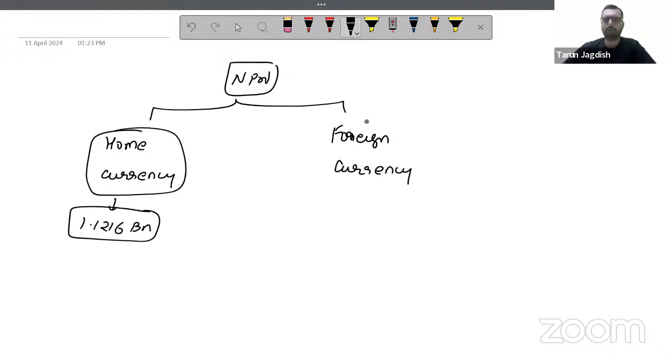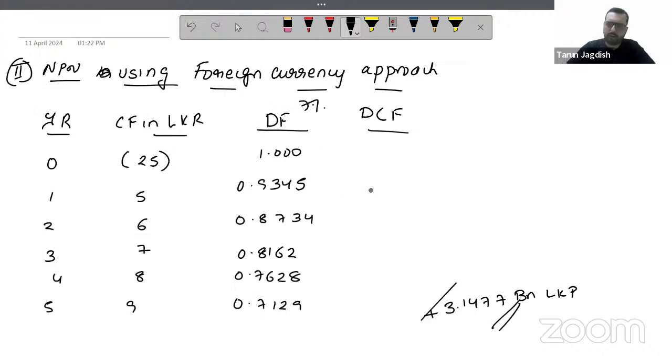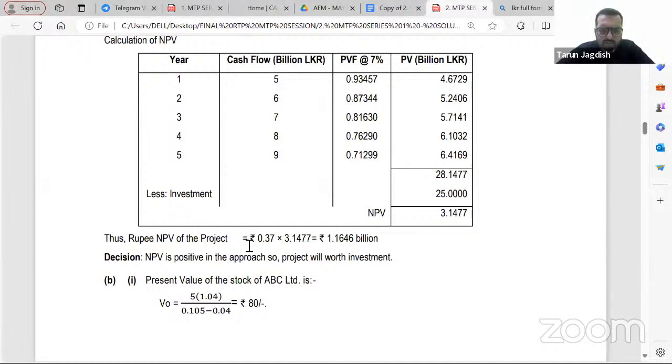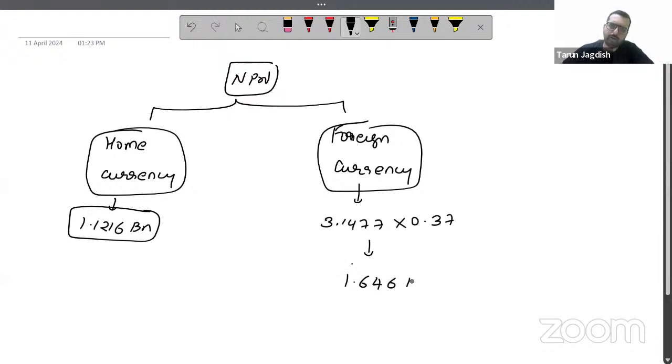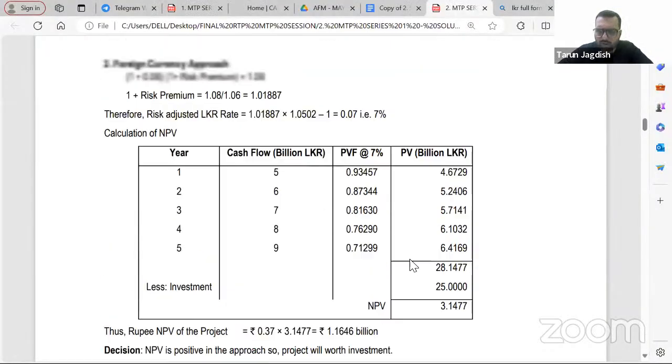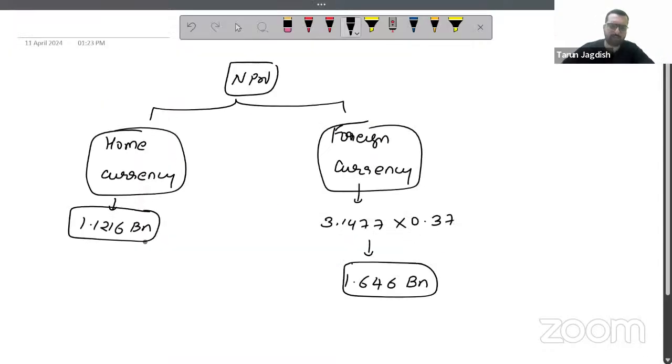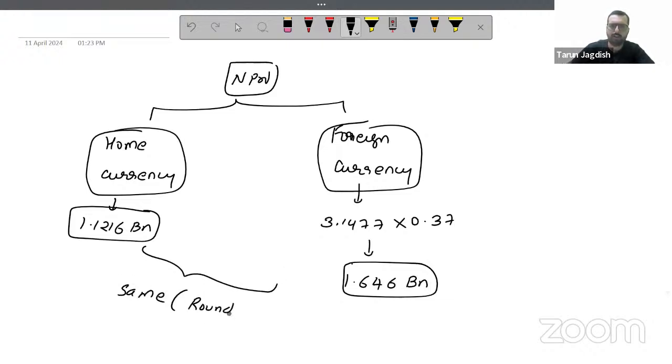Then we are doing under foreign currency. Under foreign currency, you got 3.1477 into the spot rate. I think the spot rate is 0.37, correct? You will get the same number ideally. What is the spot rate? 0.37. 1.646 is what you get over here. The other one, we got 1.1216, is it? That's the rounding difference, friends. Ideally, you should get exactly the same answer, okay? These two are the same. You are only having a rounding difference.